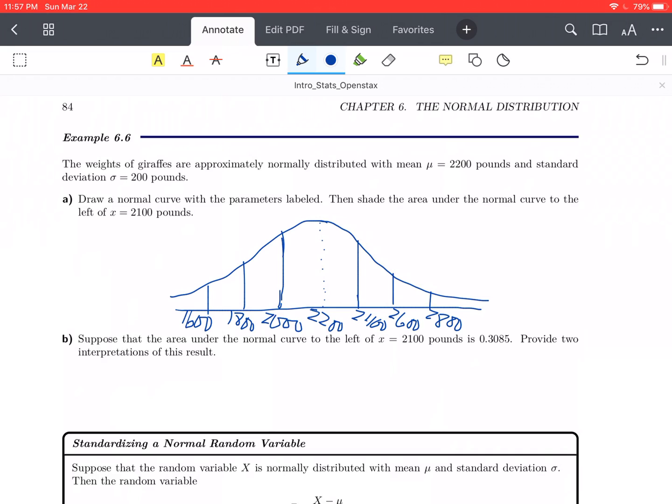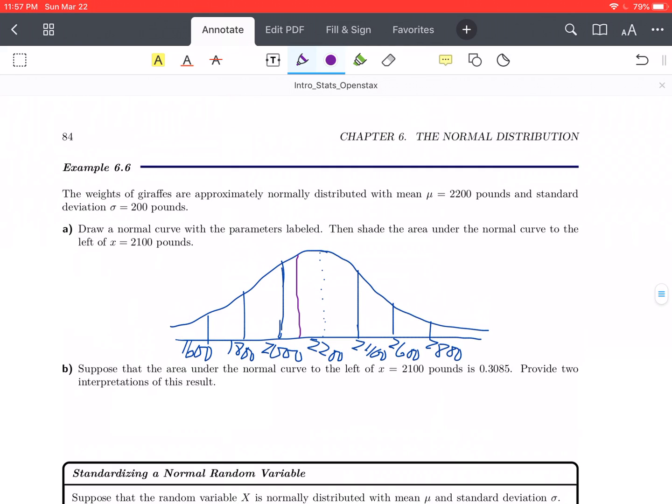Now it wants us to shade the area under the normal curve to the left of 2,100 pounds. So 2,100 pounds is going to be right here in between 2,000 and 2,200, right there in the middle. And then we want to shade the area to the left of that, so that's going to be everything over here.